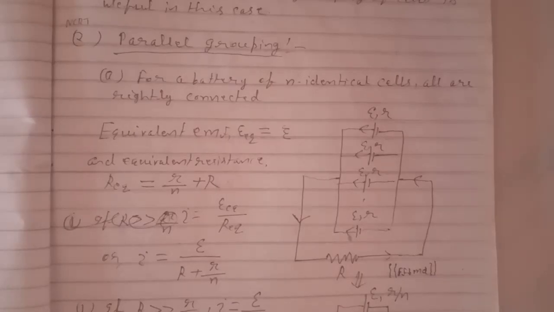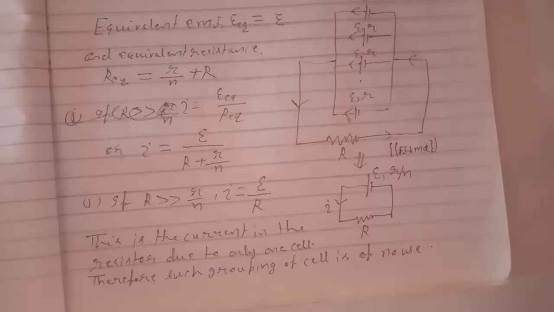Now case 1, if R, that is external resistance, is greater than R by N, then I equals E by R. This is the current in the resistor due to only one cell. Therefore, such grouping of cells is of no use. So in this case, such type of grouping is not useful.